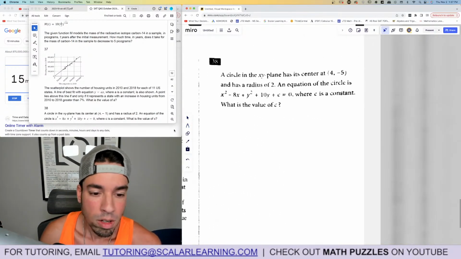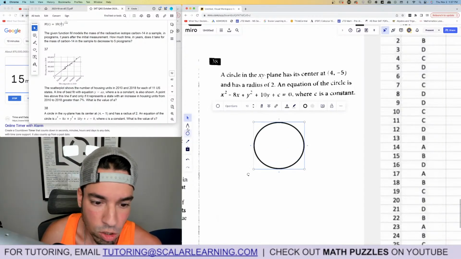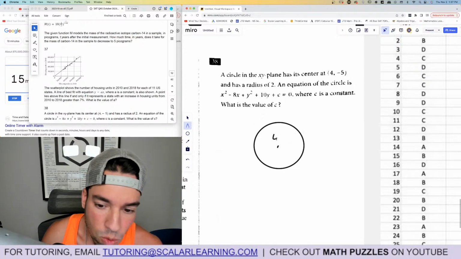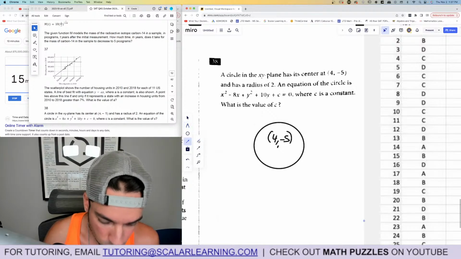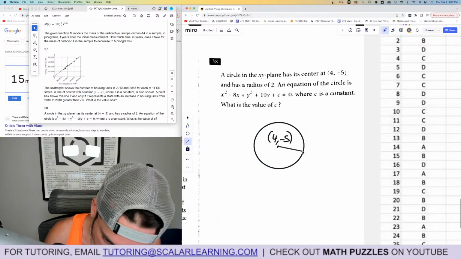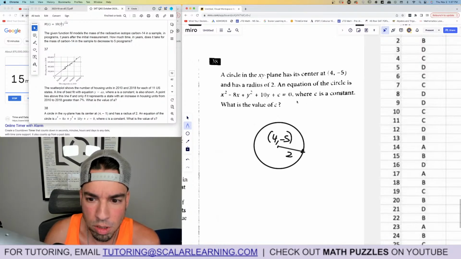All right, 38. I thought that was pretty hard personally. So we got this one. We got a circle in the xy plane centered at 4, -5, okay? And it has a radius of 2. Let's draw that out. A radius of 2 like so. And then it says an equation of the circle is this, blah, blah, blah.